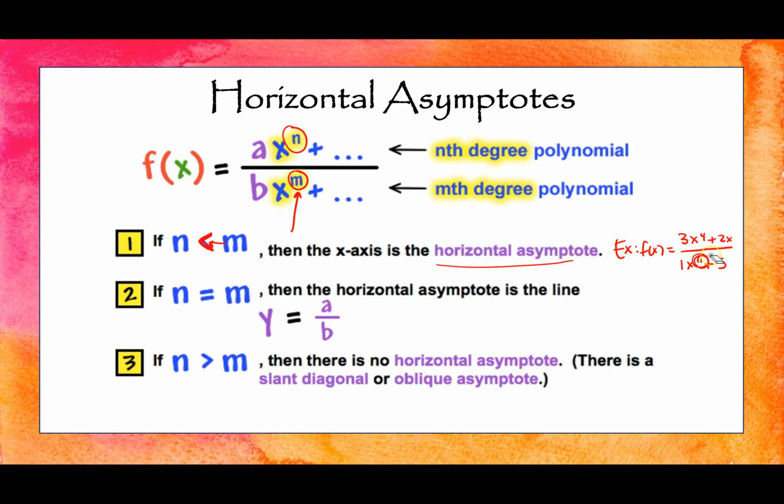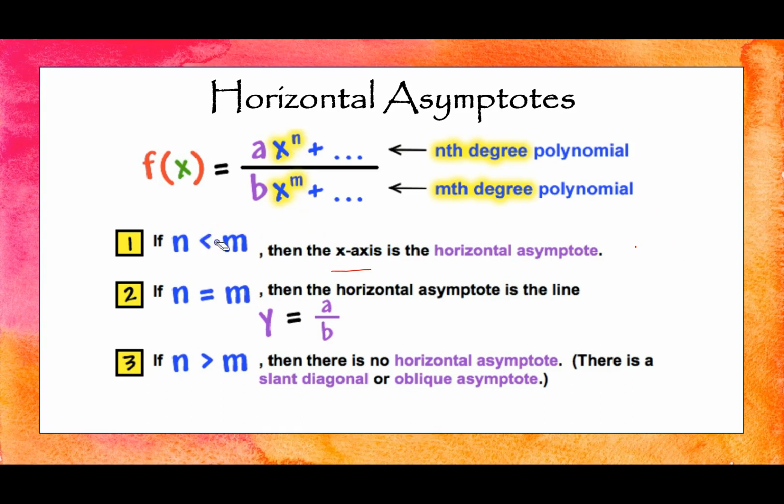And the reason that's true is you can think about plugging in any big number here. Because this is x to the 4th divided by x to the 11th, x to the 11th is so much bigger. You're basically taking a small number divided by a huge number, and that gives you approaching 0. It won't get you 0, but it'll get you really close to 0, which would be that horizontal asymptote at the x-axis.